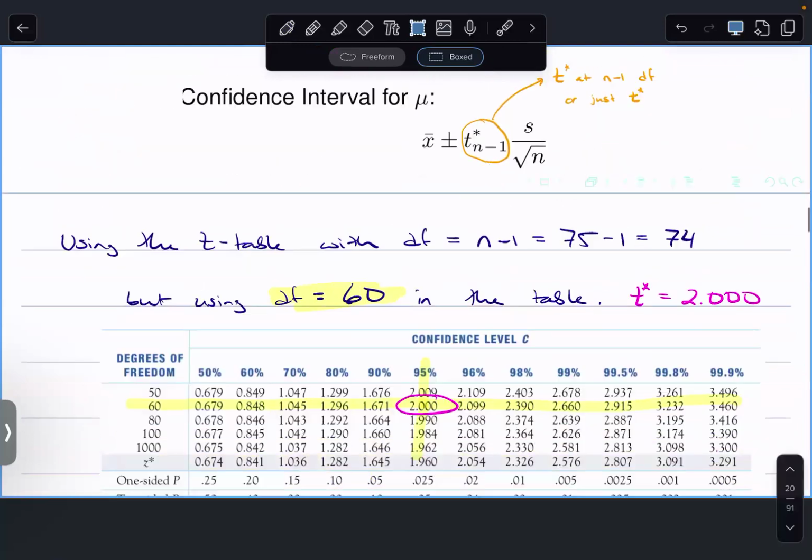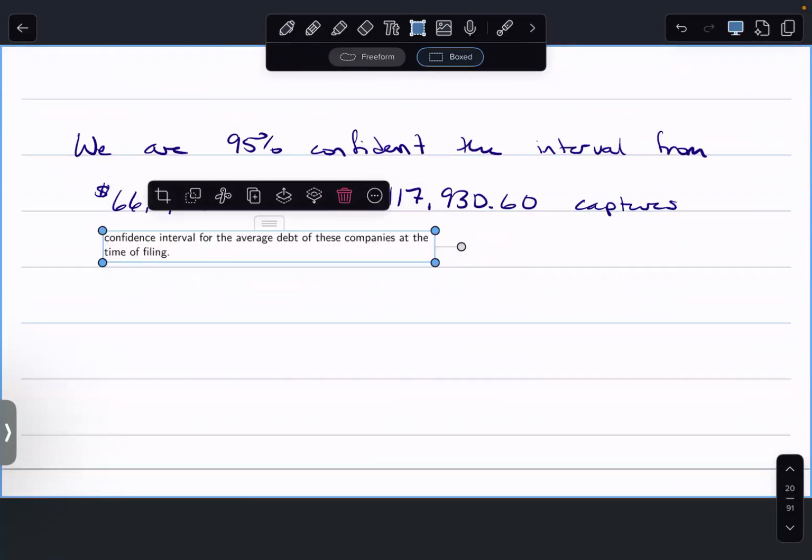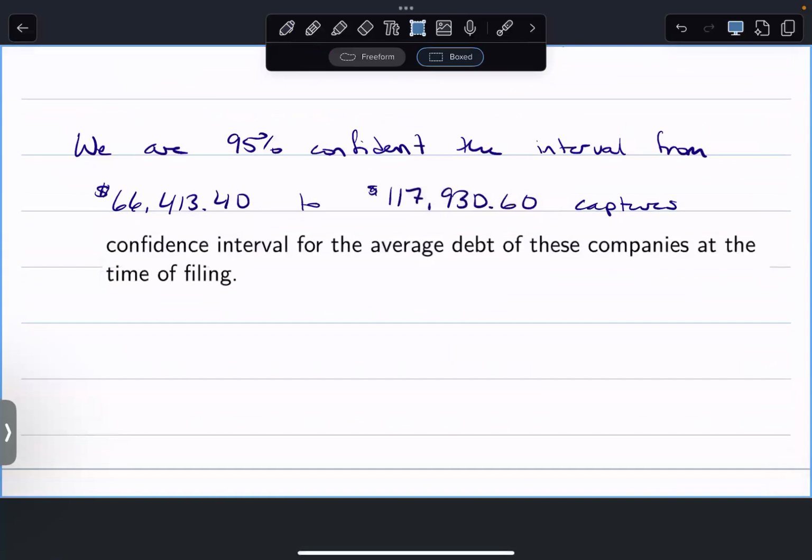I'm doing this so that I can write less, but also to highlight that you really just snag it from the question, right? Captures the average debt of these companies at the time of filing. If you want to emphasize that you're trying to capture the population mean, you could do something like the true average debt or the population average debt, but you don't have to.